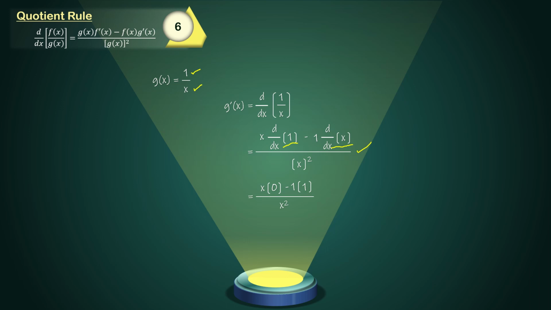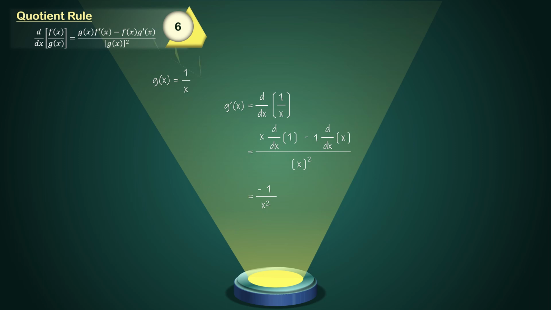Simplify the numerator. The product of x and 0 is 0, and the product of negative 1 and 1 is negative 1. Get the difference, which is negative 1. The derivative of the function is negative 1 over x squared.